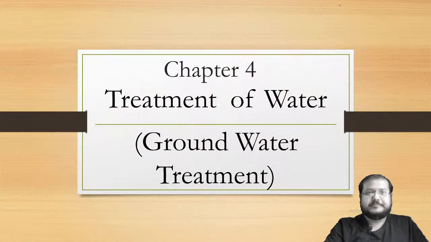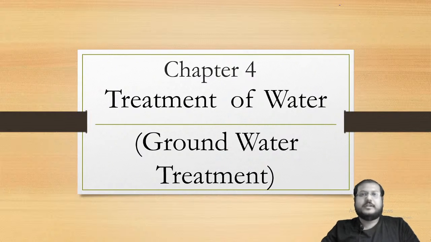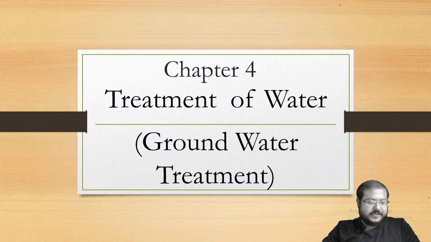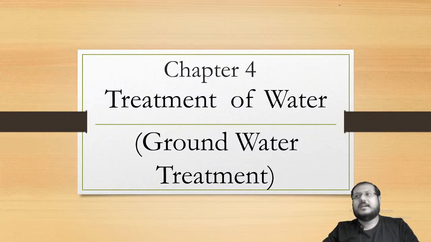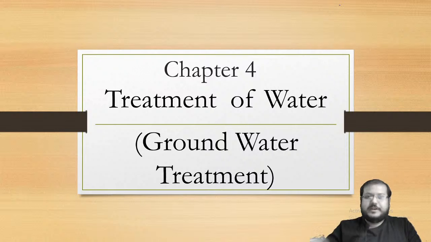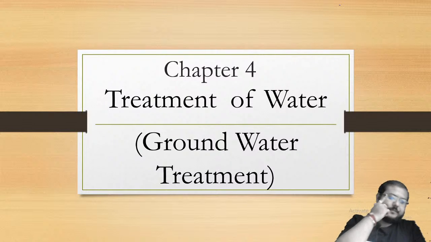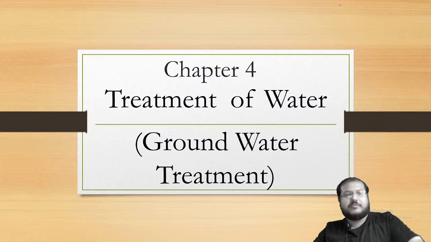So that is the end of the surface water treatment process, where we have gone through the plain sedimentation, then coagulation flocculation, then disinfection, then filtration, then disinfection. Now we'll briefly go to the groundwater treatment process.